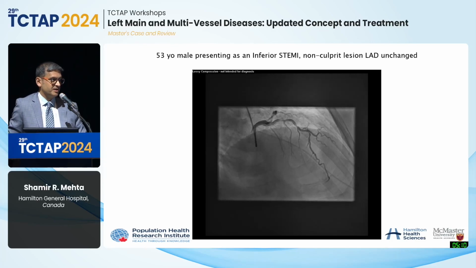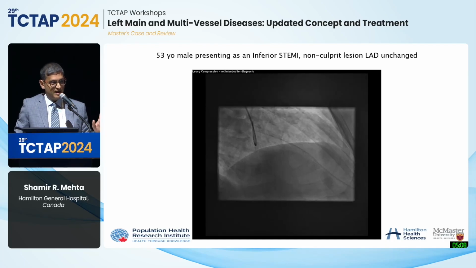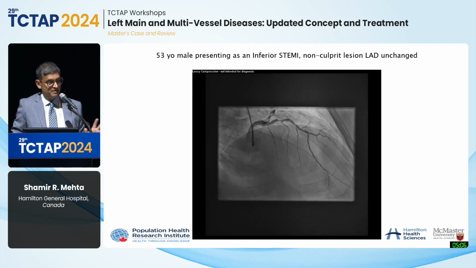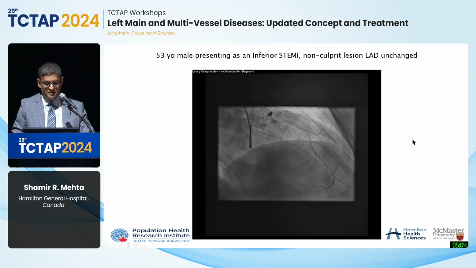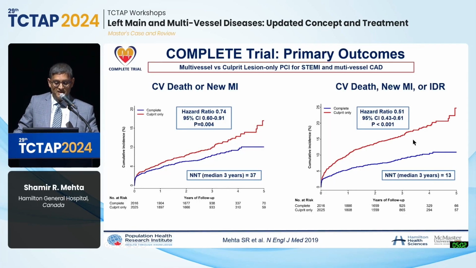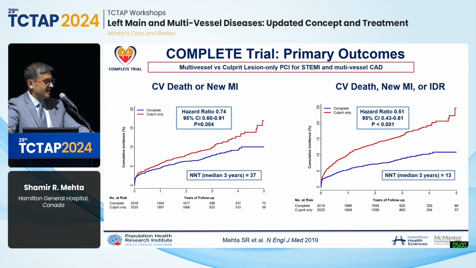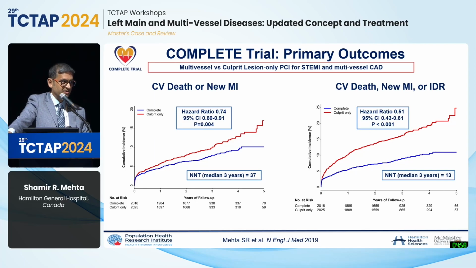FFR in this lesion is positive. It's a 0.79 FFR in this lesion, but completely unchanged over a period of 4 years. So the question is, what do we do about this bystander disease, and do we understand this disease? And I will submit to you that we do not understand this disease.